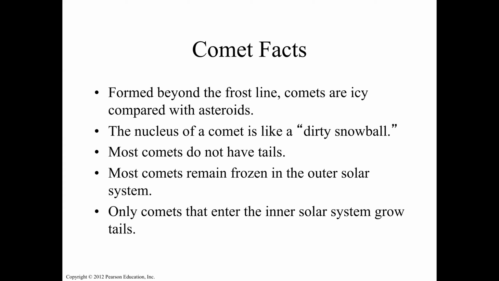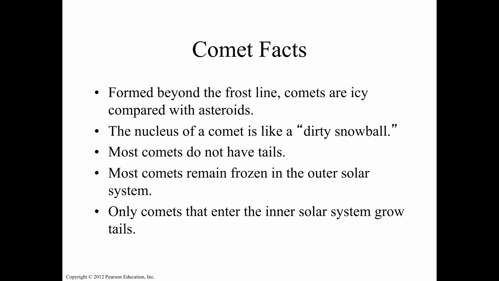And most comets do not have tails, okay? I'll talk about how they end up having a tail eventually. But most comets remain frozen in the outer solar system. Now they have an encounter with one of the giant planets, or a passing star goes by. They get gravitationally disturbed from their stable orbit, and they start their journey to the inner part of the solar system. Only comets that enter the inner solar system grow a tail.